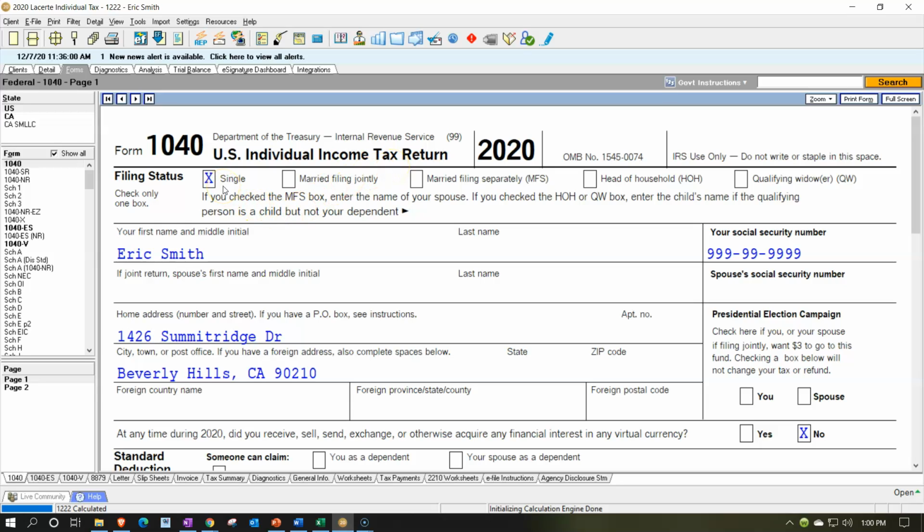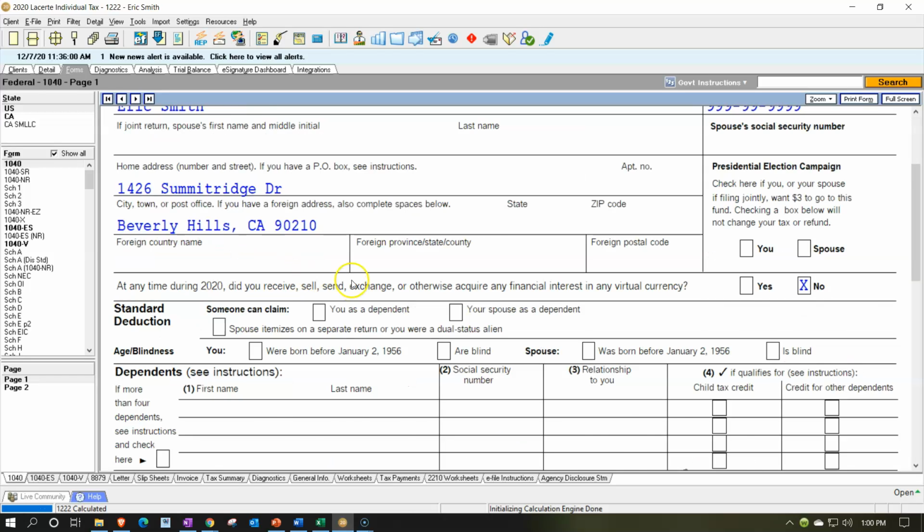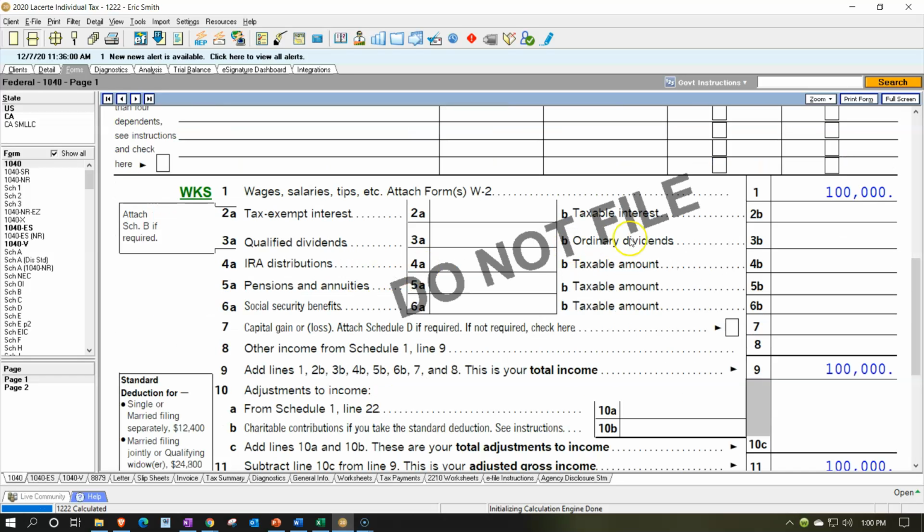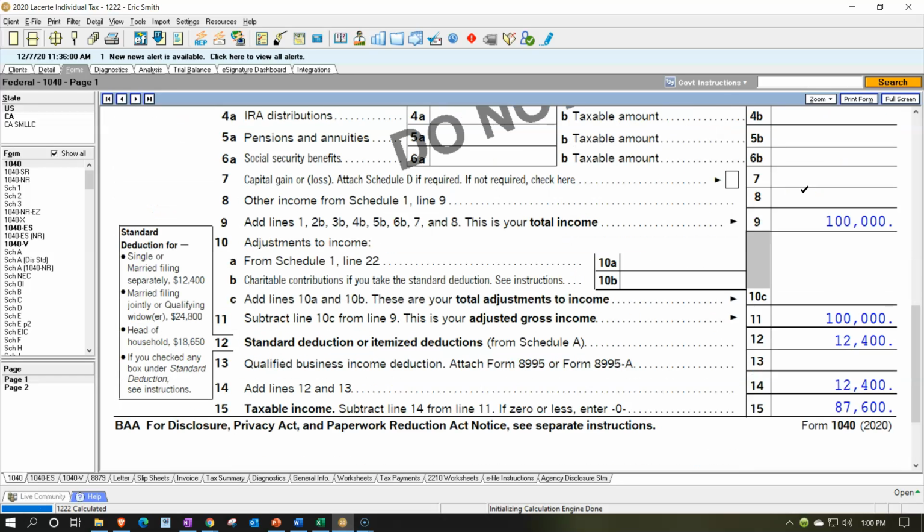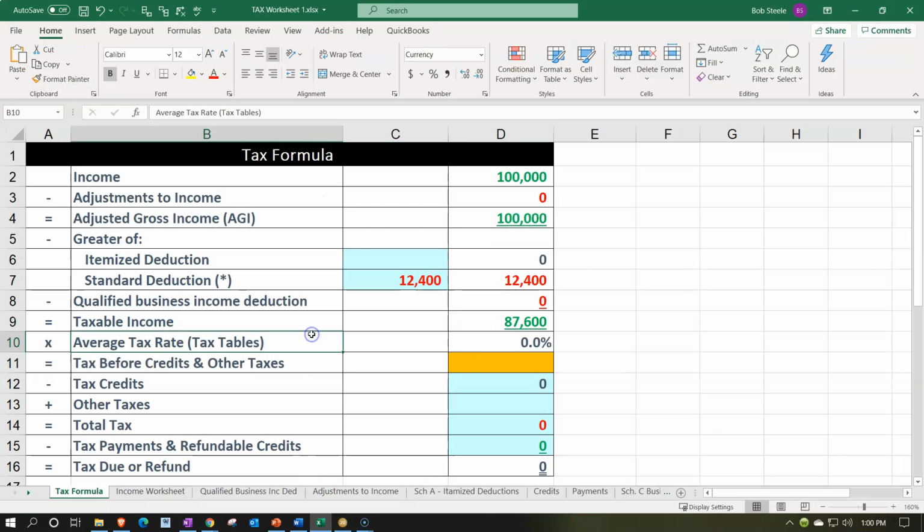Up top, we have the single filing status. We're going to be starting with Eric Smith, the single filer living in Beverly Hills 90210. We've got the $100,000 of W-2 income being our starting point. Standard deduction $12,400. That brings us down to $87,600. If we go back to our forms, in terms of the equation in Excel, there's the income, there's the standard deduction, there's the taxable income.